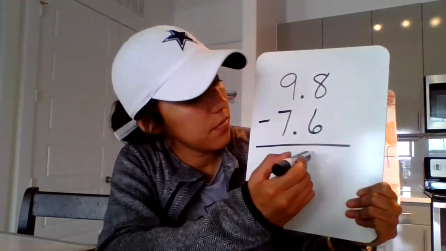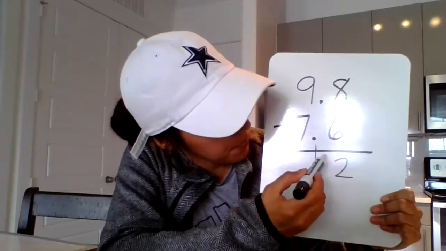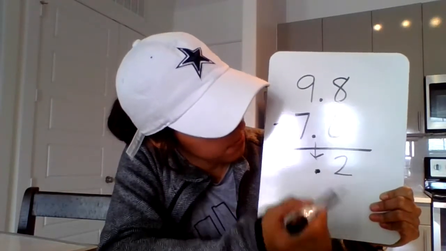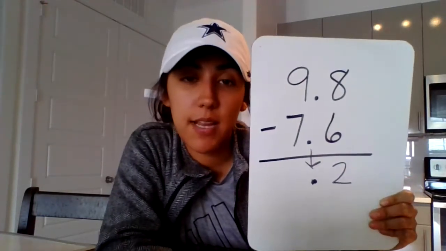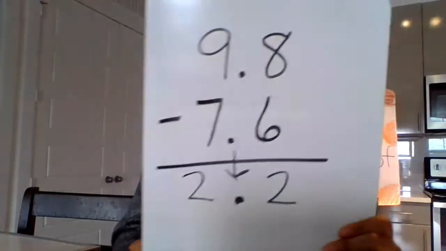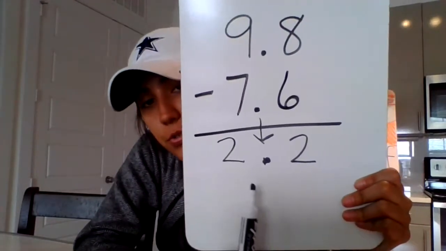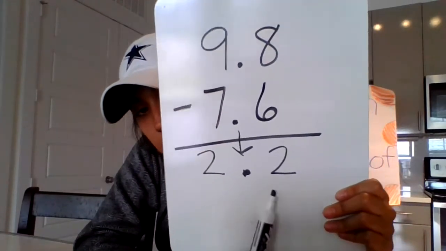8 minus 6 equals 2. Drop your decimal straight down. And 9 minus 7 equals 2. Your final answer is 2 and 2/10.